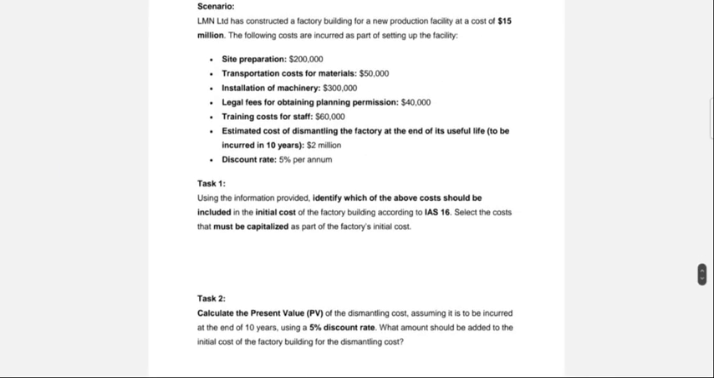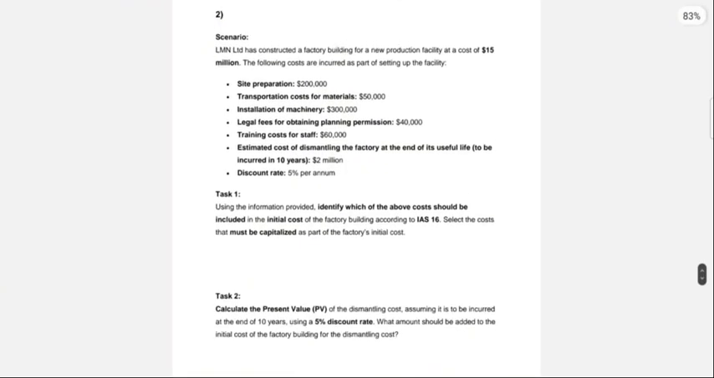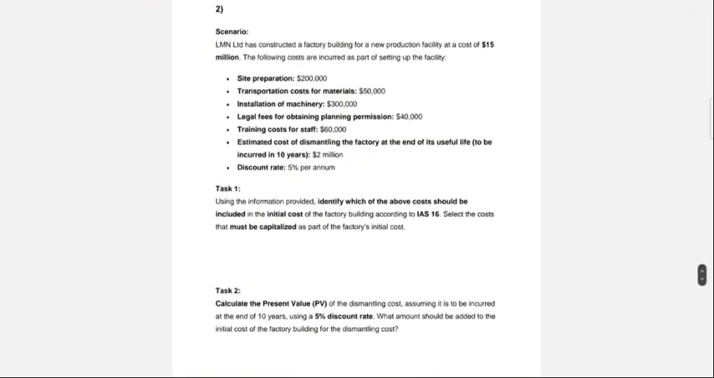Now, let's look at a question in slightly more detail. And as usual, please take a break, pause the video, and try to do the question yourself, and then just try to match your answer as we do this together. So, LMN Limited has constructed a factory building for a new production facility at a cost of 50 million.